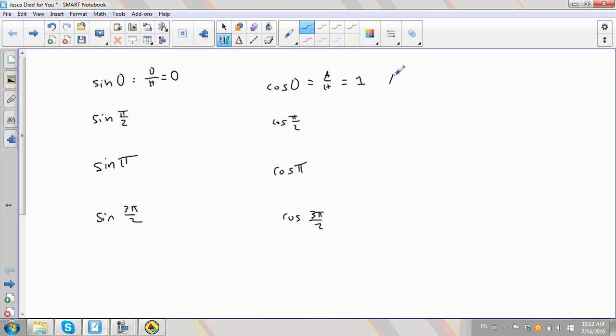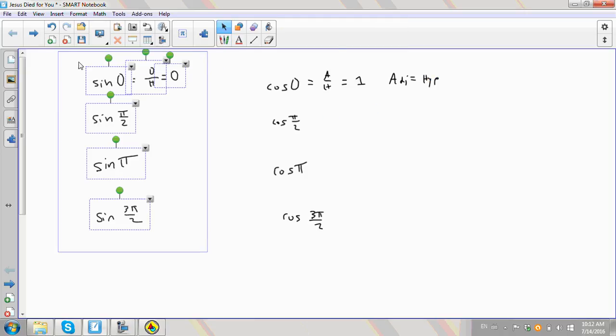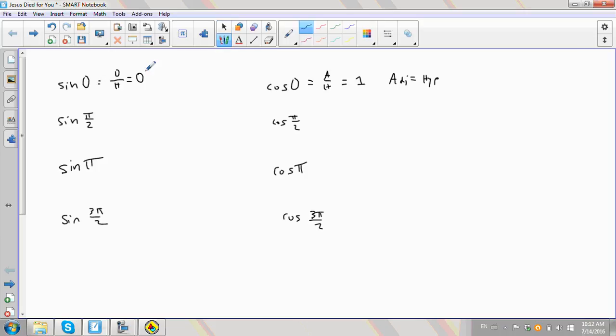That equals 1 because adjacent equals the hypotenuse. This here was because, and I should put OPP over HYP there, and that is because OPP equals 0. Opposite equals 0, and so the ratio equals 0.